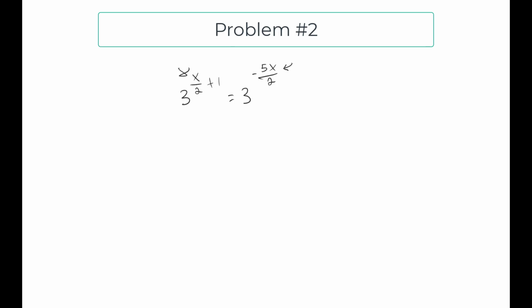Now, it might look like this problem is a little bit more complicated. It's actually easier because I don't even have a property that I have to apply. I can already see that the bases are equal to each other. So the only thing that can make this problem true is if the exponents are equal to each other.